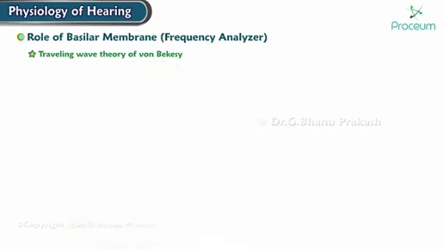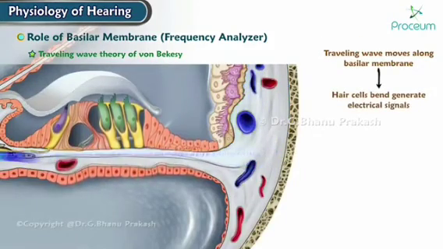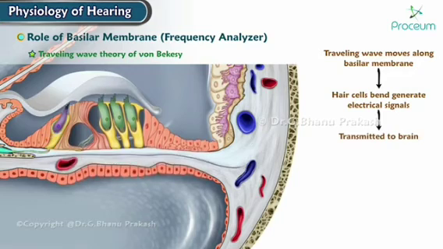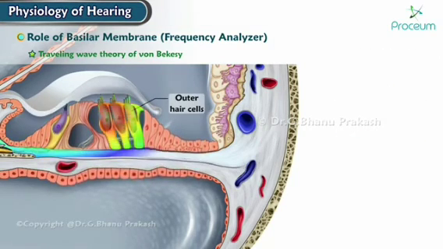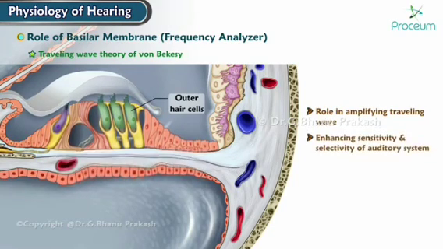As the traveling wave moves along the basilar membrane, it causes the hair cells to bend and generate electrical signals that are transmitted to the brain. The outer hair cells of the organ of Corti play a critical role in amplifying the traveling wave and enhancing the sensitivity and selectivity of the auditory system.